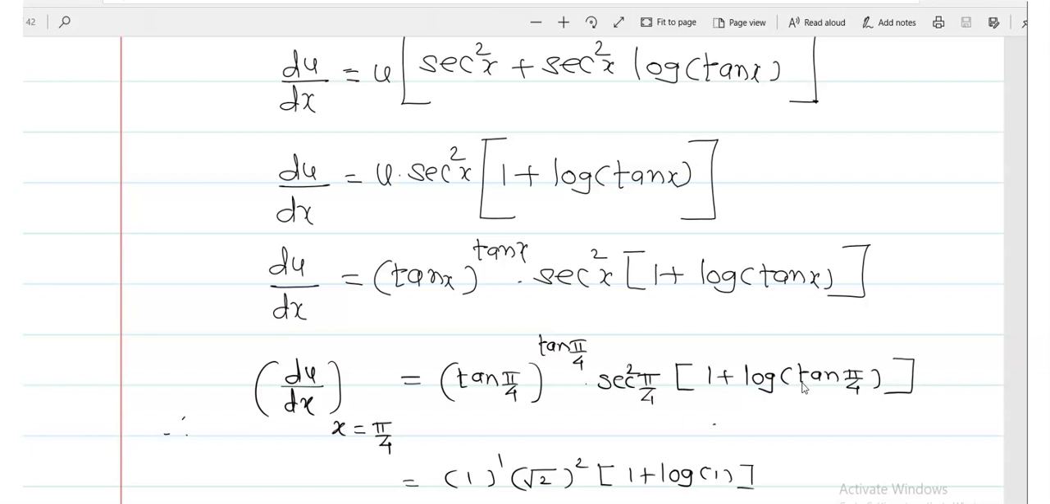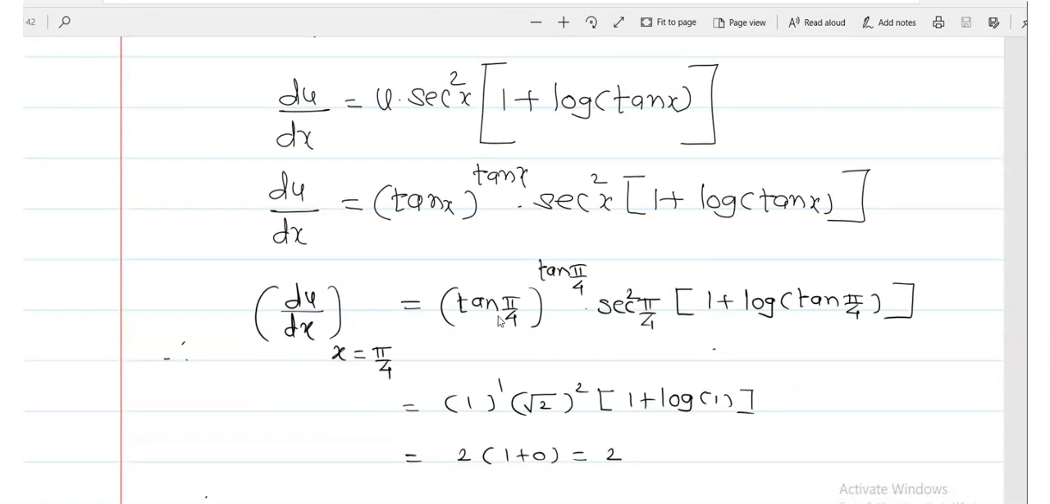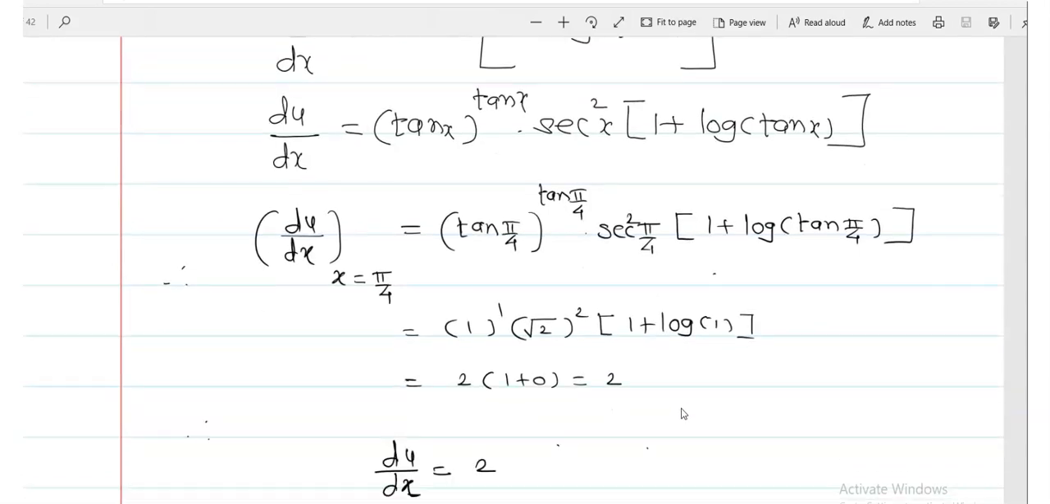And if we substitute all these values, tan of pi by 4 is 1 raised to 1. Sec square pi by 4 is root 2 square. And next, in bracket 1 plus log of tan of pi by 4, this is log of 1, and log of 1 is 0. And overall it's 1 into root 2 square, that is 2, into 1 plus 0. And overall you are getting du by dx at x equals pi by 4 is 2.